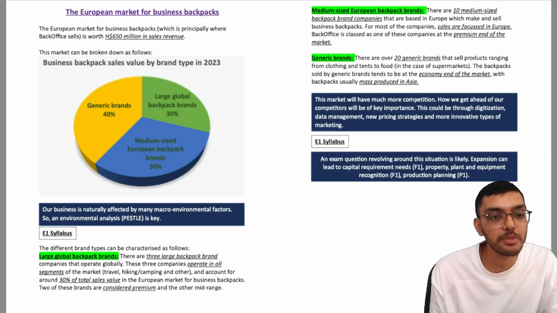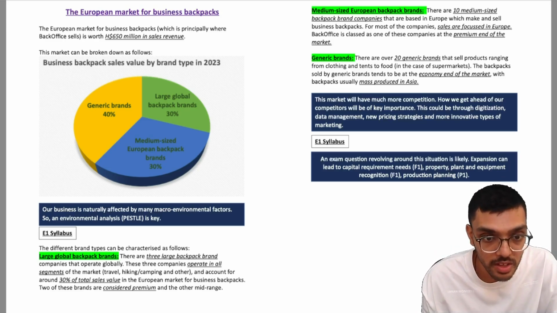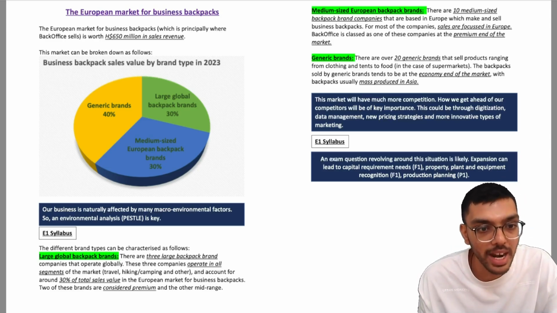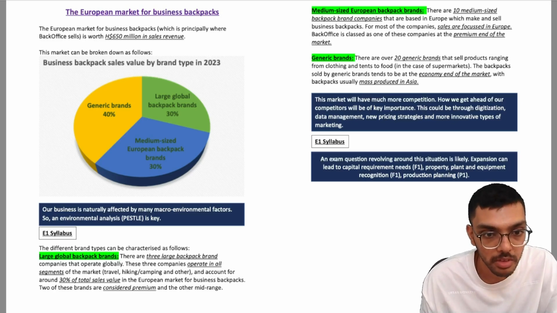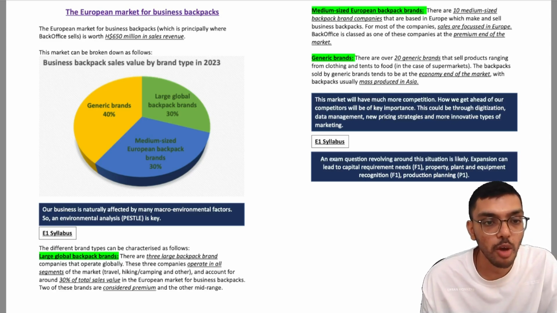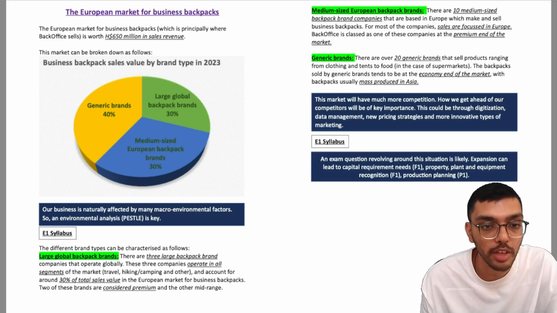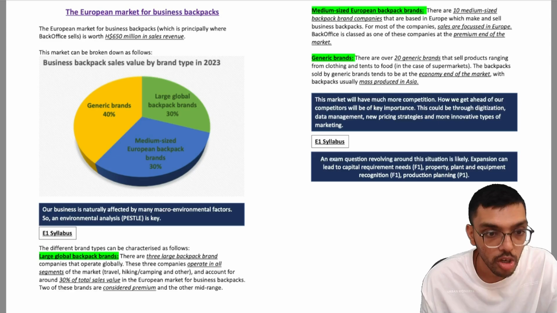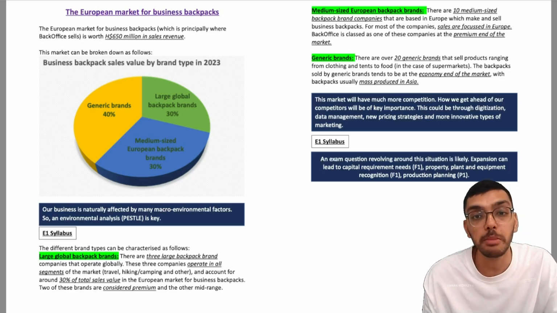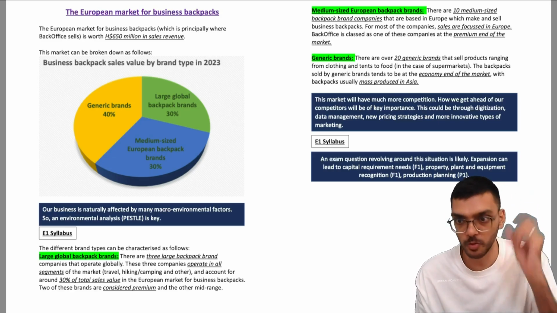The different brand types are: first, large global brands. There are 3 large brands that operate globally. These 3 companies operate in all segments of the market and account for 30% of the total sales revenue. 2 of these brands are considered premium. So this can be our competition because we are premium.